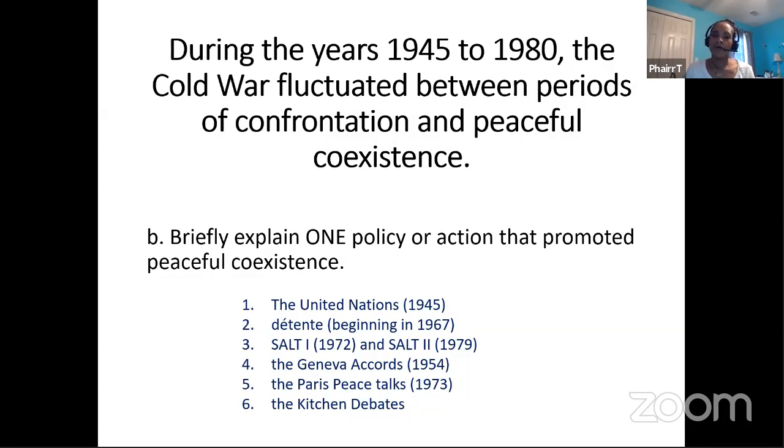If you have more information about the United Nations, then you have that option. So you're not limited to any one specific thing. You have 6 different options, and there are more options than this. I'm just giving you some options that you can decide from.